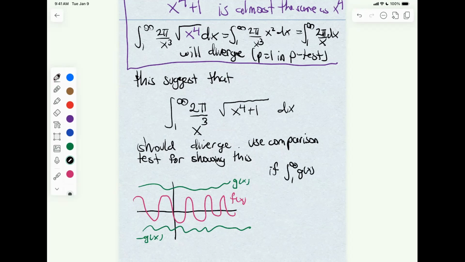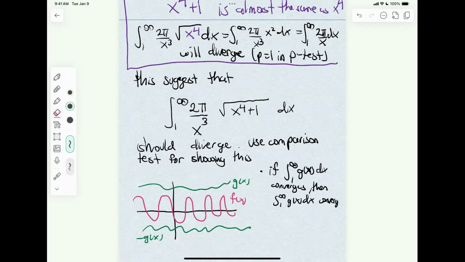Well, there are two versions. In this case, since I want divergence, the other one will be what I use, but it said two things. It said if the integral for g of x converges, then the one that's being squeezed, f, converges as well. This is not the one that I want, right?